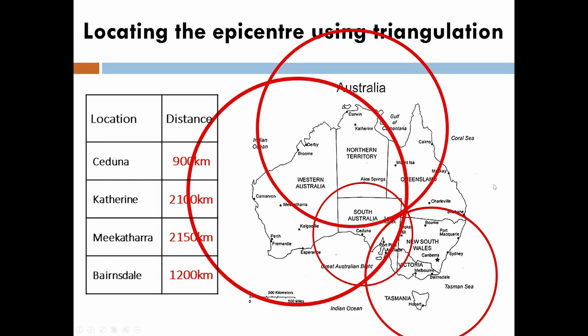It's got these circles. You only need 3, but there are 4 in this one. So we've got these big circles. Where do you think the epicenter of this earthquake is? Right there. Southwest Queensland. There's nothing there. Okay? Hopefully that makes sense.